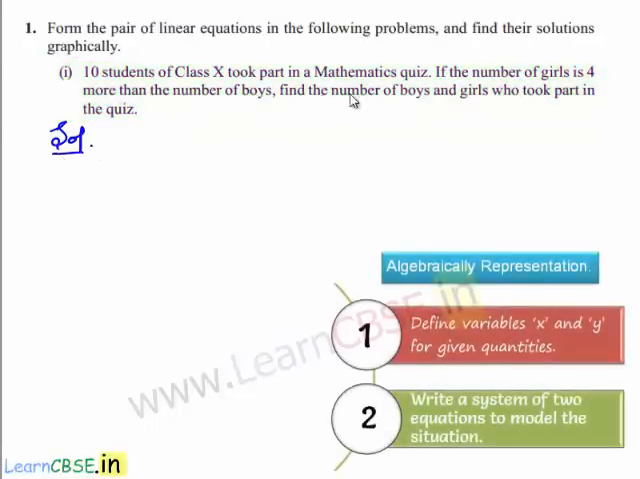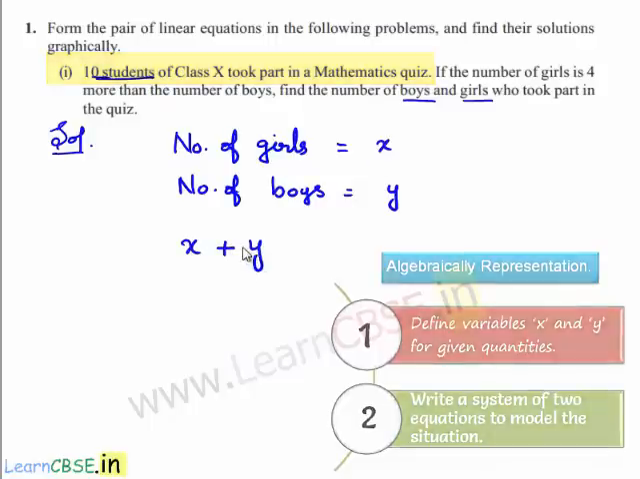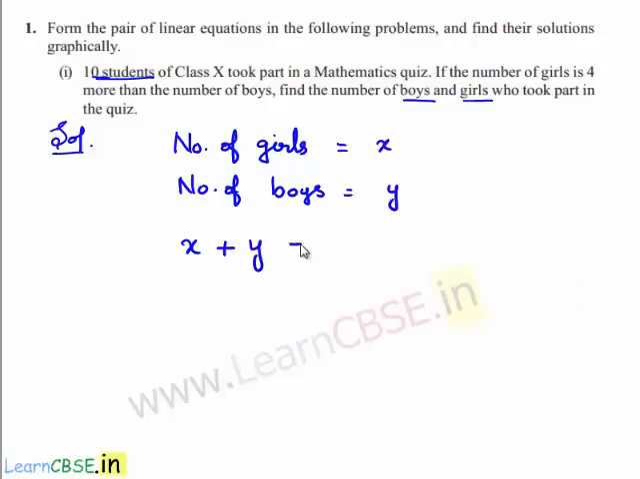So in this problem, we need to find the number of boys and number of girls. So let us assume number of girls is equal to x and number of boys is equal to y. According to the given problem, there are 10 students in the 10th class who took part in mathematics quiz. So we can add girls and boys to get the total number of students. So the total number of girls is x and number of boys is y. So when we add the number of girls and number of boys, we get the total number of students, which is nothing but 10. So this is one linear equation, which is x plus y is equal to 10. I assume this as equation number 1.